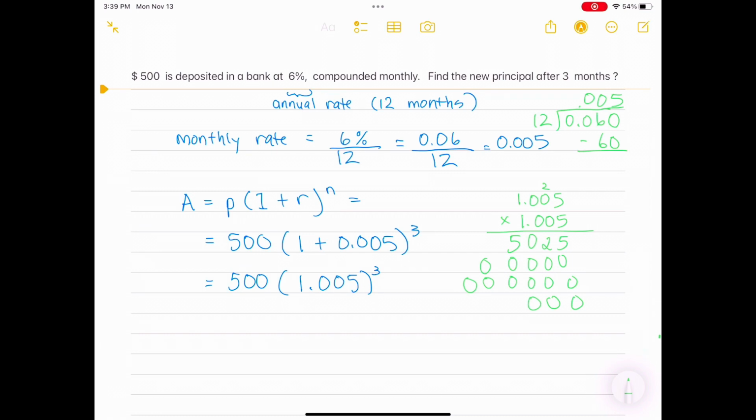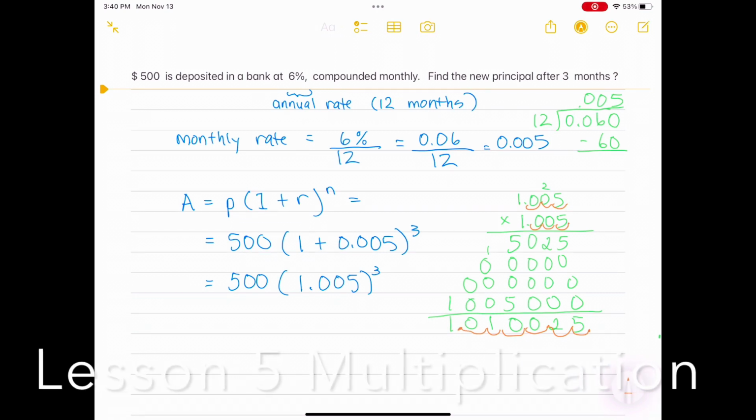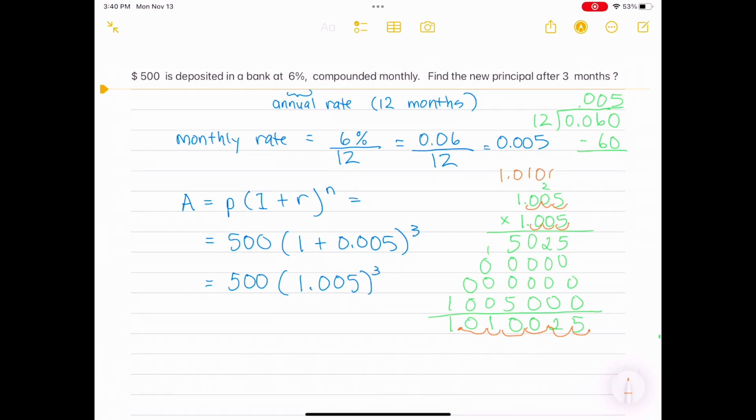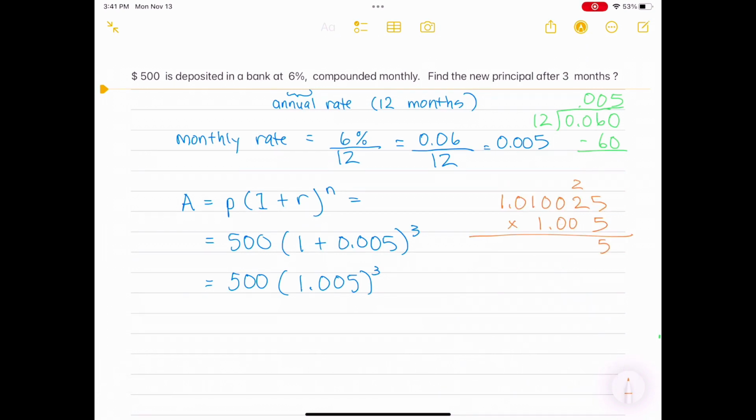1.005 times 1.005 works out to be a long number, which I will write down on the side because that is the square of 1.005. So I need to multiply that number by 1.005 to get the cubed product. So this is the standard algorithm for multiplication that I am using, and I am showing you this on this video because many schools in America have not been teaching standard algorithms for multiplication for maybe over 20 years.